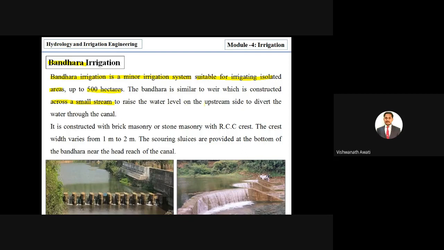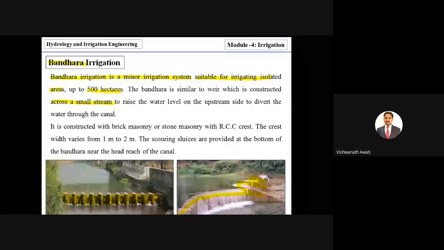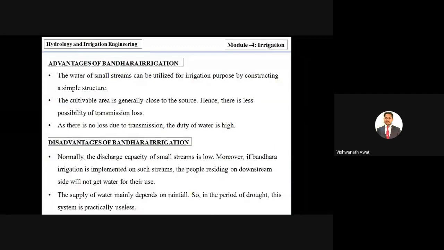Raise the water level on the upstream side and divert the water through a canal. You can see in the image, these are small structures constructed across small streams, built with the help of stone as well as brick, right? And you can see here it is entirely constructed with RCC and it is comparatively very small. It's like a check dam, right, constructed across the stream. Then we will see the advantages and disadvantages of Bandhara irrigation.